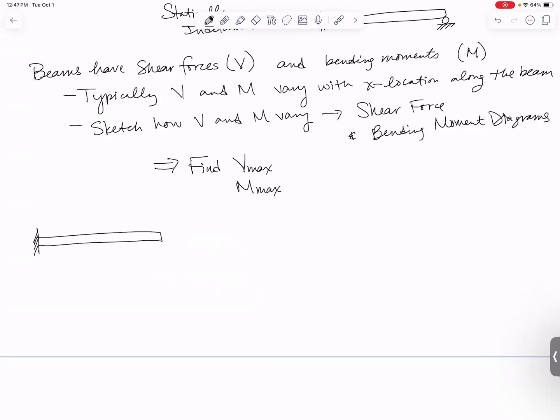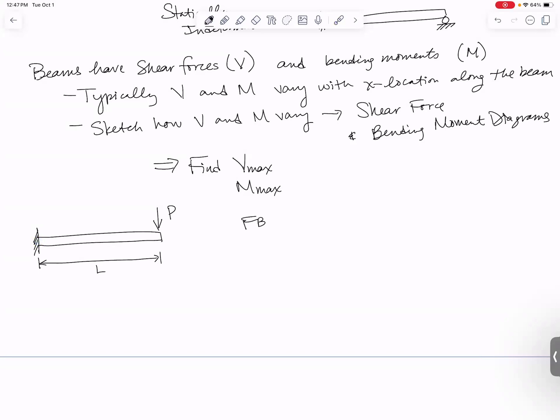Let's do a cantilever beam here for illustration purposes and apply a force P at the end. This cantilever beam altogether has a length L. We can go and draw a free body diagram and we can solve for the reaction forces back here at the wall.